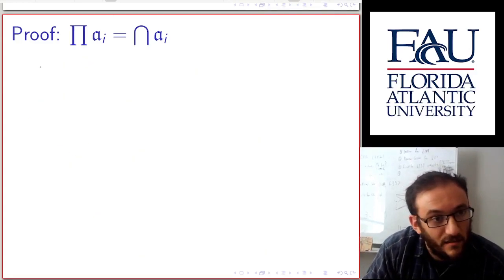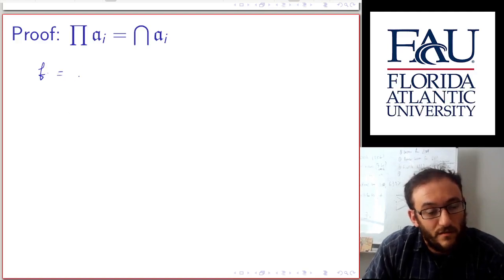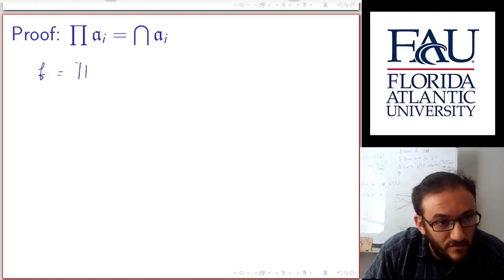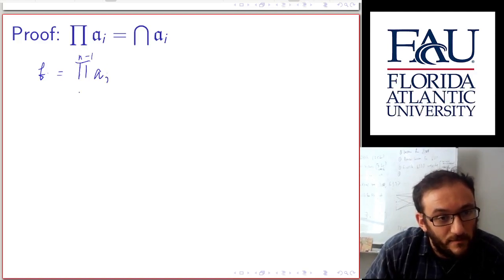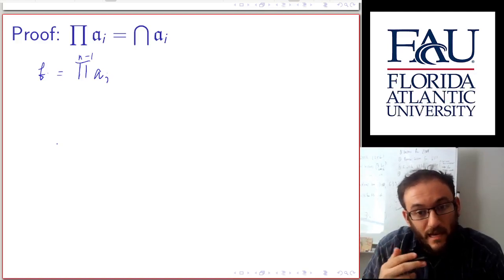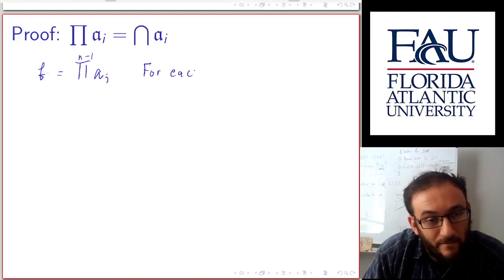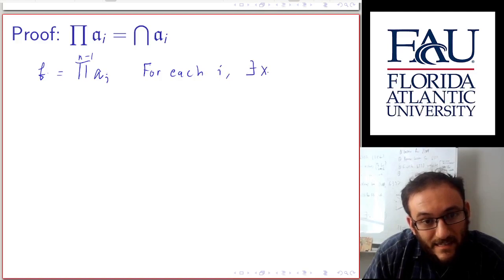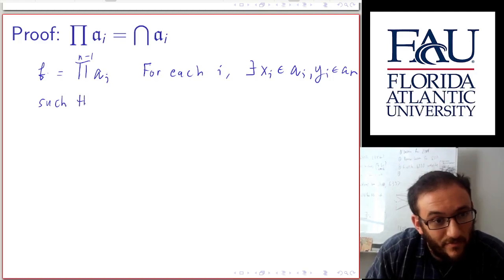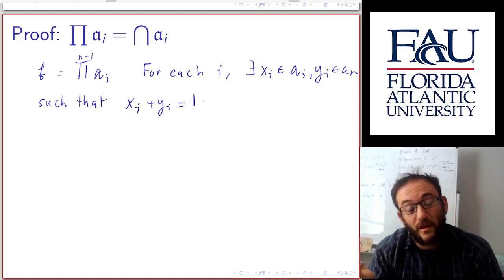Okay, so suppose that we have An, so B is equal to the product of all of these ideals up to n minus 1. So we know that each of these, with respect to An, is coprime with An, each of those Ai. So what does that mean? That means for each i, there exists xi in Ai and yi in An such that xi plus yi is equal to 1, by virtue of their coprimeness.